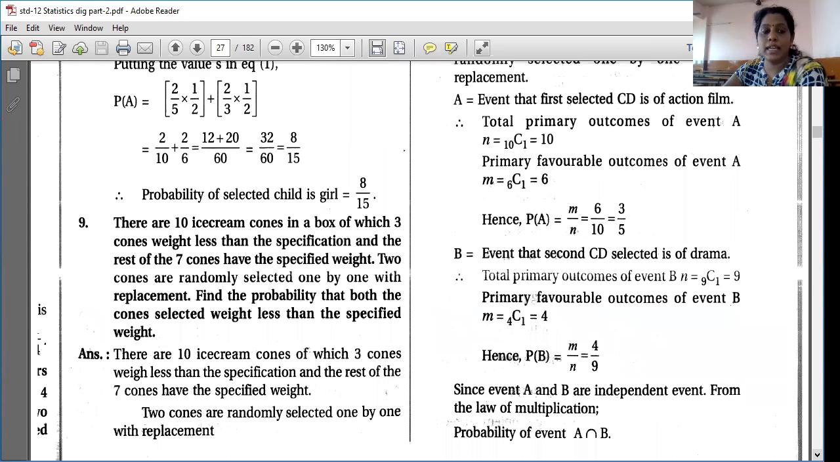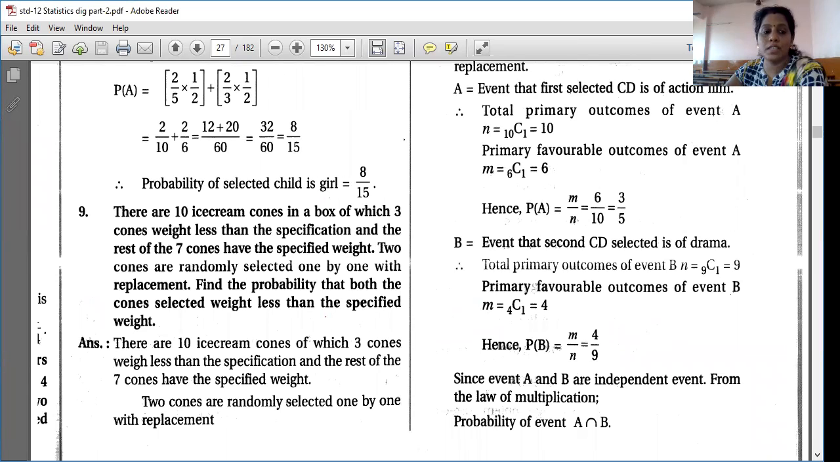Ninth one: there are 10 ice cream cones in a box, of which 3 cones weigh less than the specification and the rest of the 7 cones have the specified weight. 2 cones are randomly selected one by one with replacement. Find the probability that both the cones selected weigh less than the specified weight. Okay, so there are 10 ice cream cones, of which 3 weigh less than the specification and the remaining 7 have the specified weight.